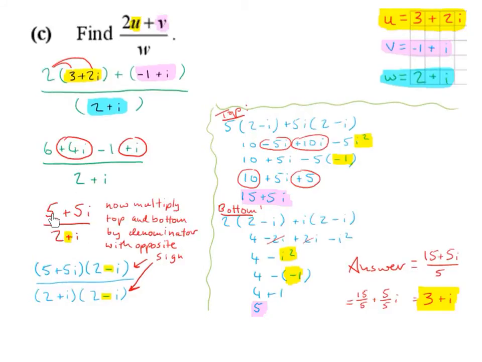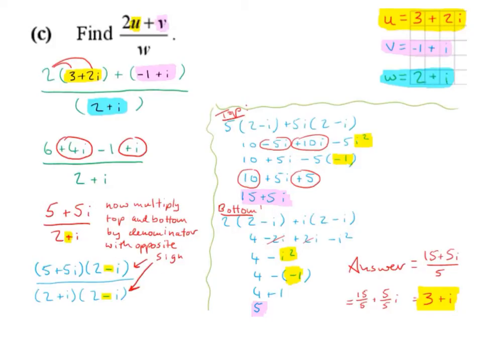So now we have two complex numbers that we need to divide, and the rule for dividing complex numbers is we multiply the numerator and the denominator, so the top and the bottom of the fraction, by the conjugate of the denominator. So the denominator is 2 plus I, and to get the conjugate of a complex number, we just change the sign of the I. So 2 plus I, the conjugate of that will be 2 minus I.